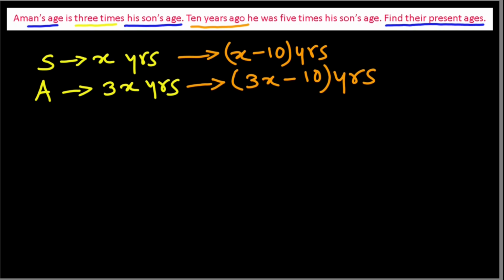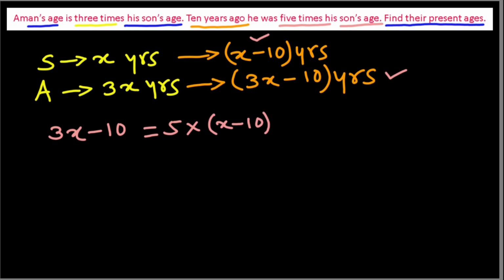Now it has been given that Aman's age 10 years ago, that is 3x minus 10, was 5 multiplied by his son's age then, which is x minus 10. So it will be 5 multiplied by x minus 10. So this is the linear equation in one variable which we have to solve. So it will be 3x minus 10 equals 5x minus 50.